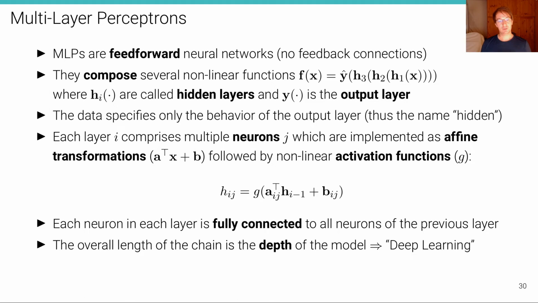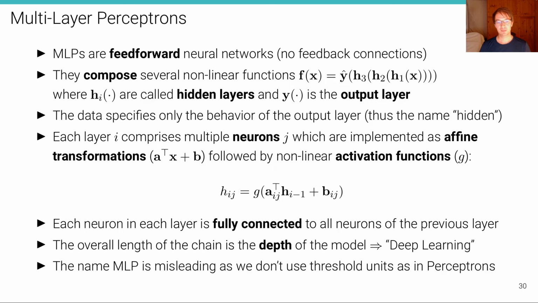And the overall length of the chain of computation of the model is called the depth of the model. And that's where the terminology deep learning comes from. We are stacking many of these hidden layers on top of each other or behind each other. So we get a deeper and deeper model. And we'll see the relevance of this depth with respect to what's called the width of the model in the last part of this lecture.